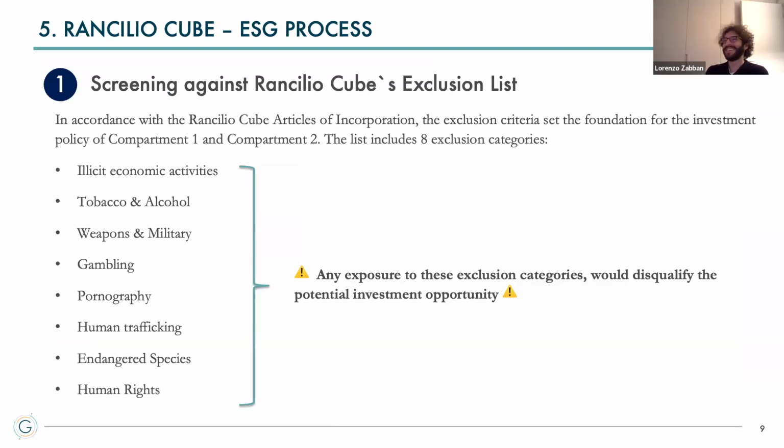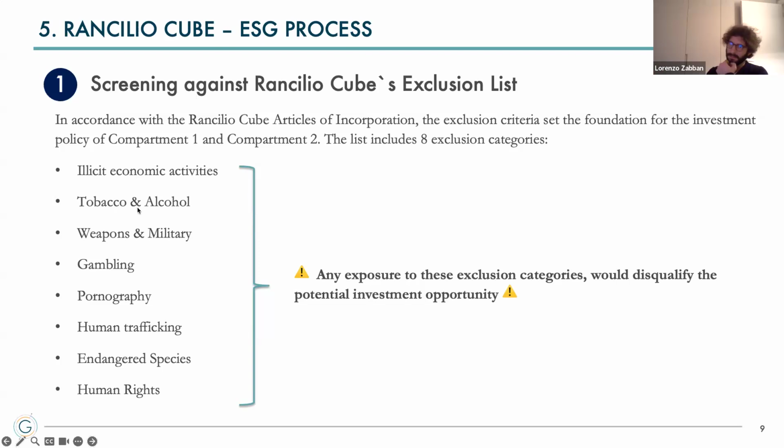But well, the first step is quite straightforward, and I think it's something that you've been doing since the beginning. It's not something new, it's a matter of formalizing it into the process. That is screening against the exclusion list. So in accordance with your articles of incorporation, there are certain exclusion criteria that set the basis for your policy, and in this policy, there are 8 exclusion categories. Any exposure to these categories would disqualify an investment opportunity.